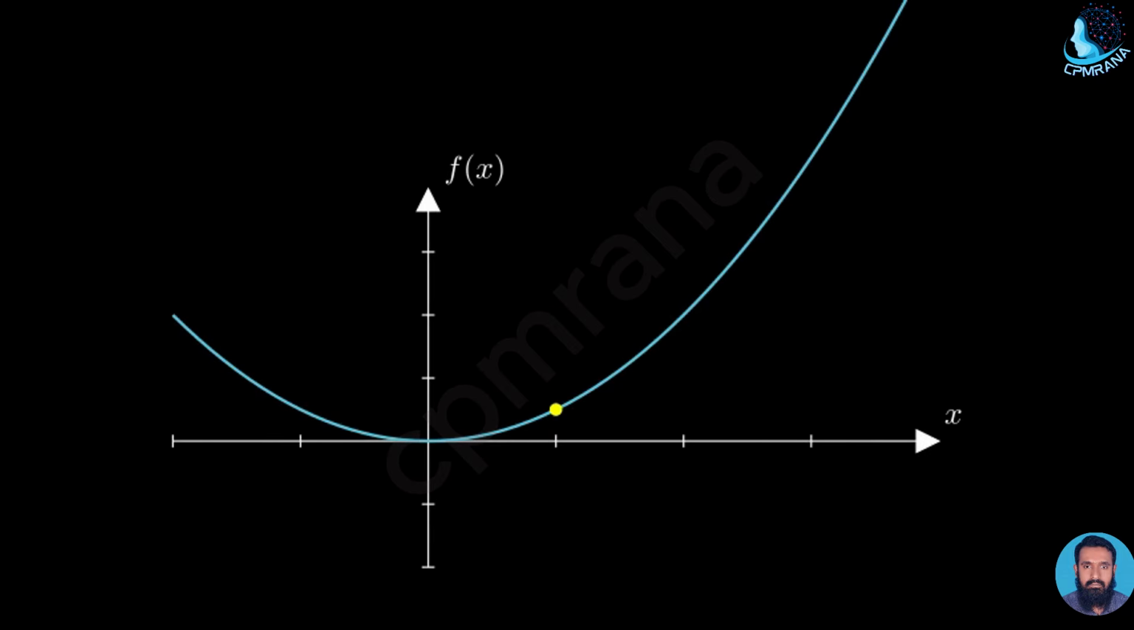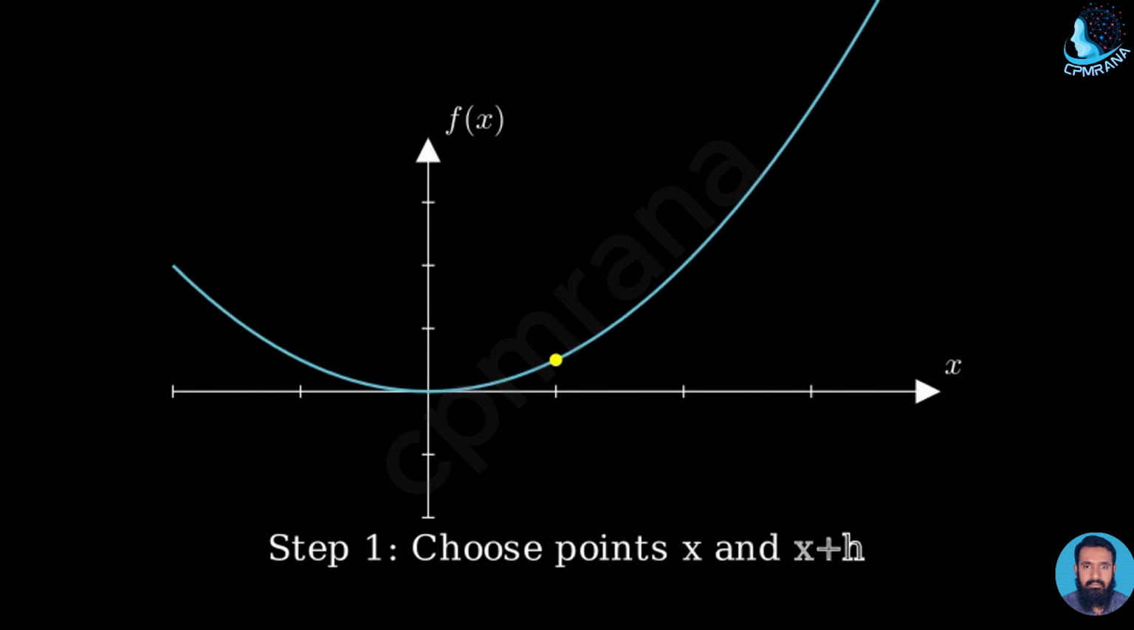When we talk about its derivative at a point, we're really talking about the slope of the tangent line at that point. To find the slope, we follow three key steps. Step 1. We take a point x and another point a small distance h away from it, which we call x plus h. Let's mark these points on our curve.